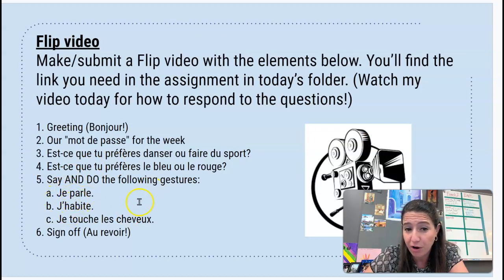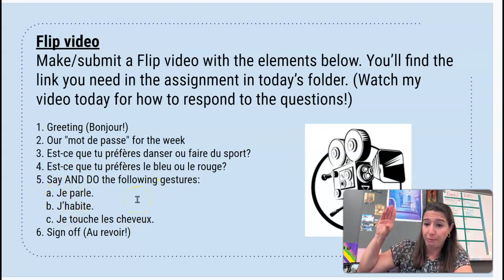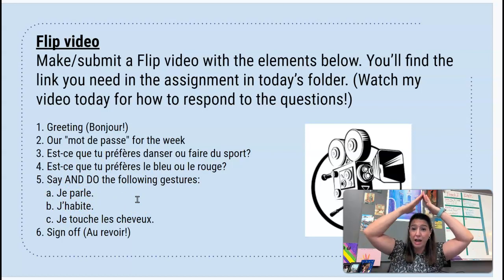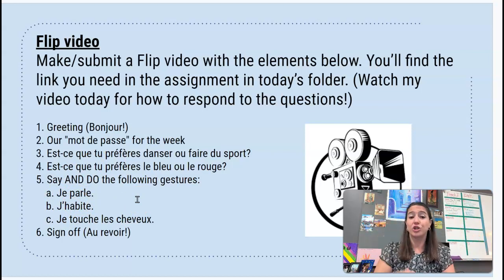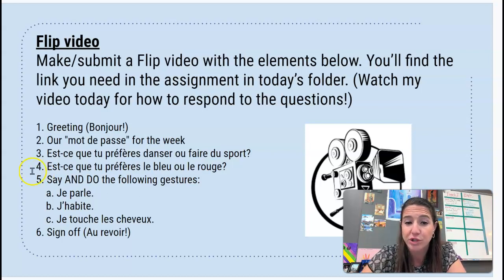So when you get to this part, you're going to say je parle, j'habite, je touche les cheveux. So the actions are the same. You're just saying je instead of la classe.